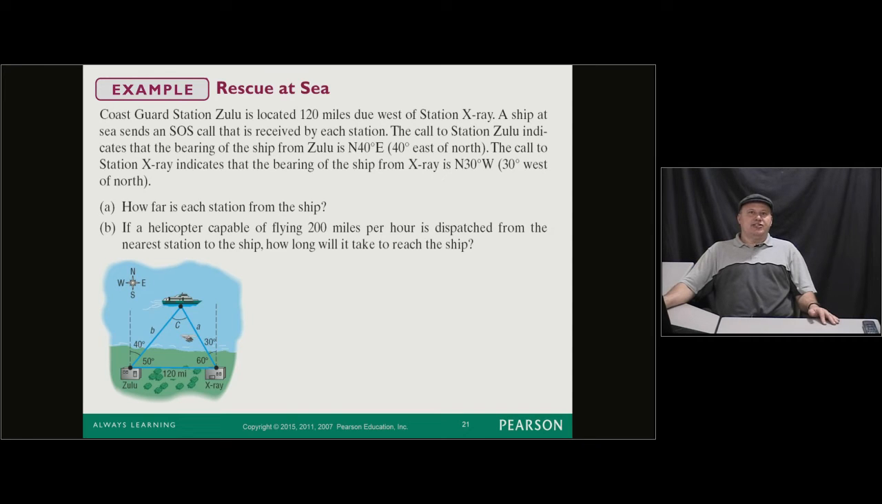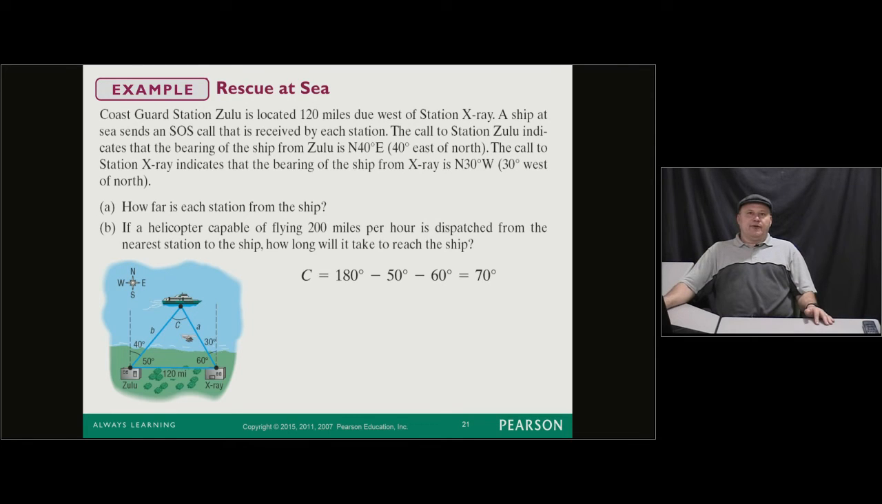The call to Station X-Ray indicates that the bearing of the ship from X-Ray is north 30 degrees west. That's 30 degrees west of north. Remember our discussion about bearings in a previous discussion. So how far is each station from the ship? So let's look at the diagram.